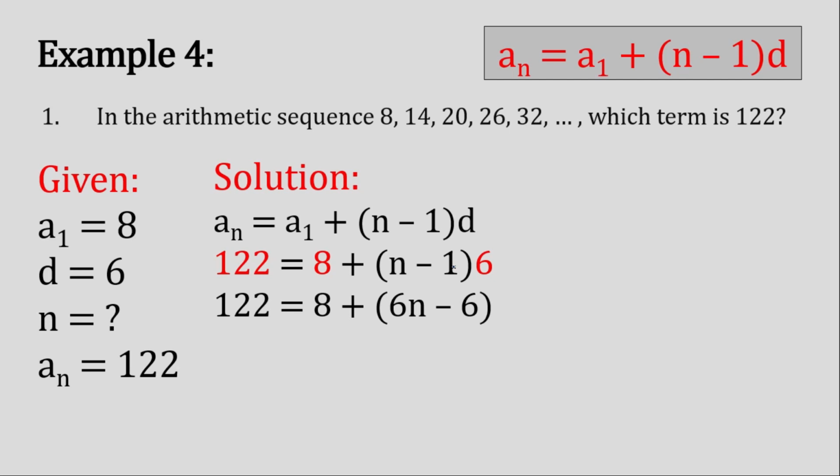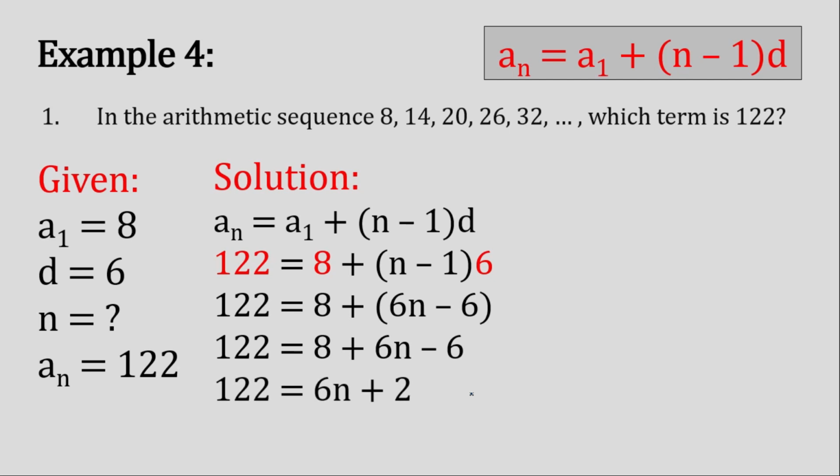Let's eliminate the parentheses by multiplying them by positive 6. So we have 122 is equal to 8 plus 6n minus 6. Now let's combine like terms. I can see two like terms here. So we have this. Now our goal is to single out n so that we can get the value of n because that's what we are looking for. So what we have to do first is to eliminate this positive 2 here. Now to eliminate that, let's minus 2 here.